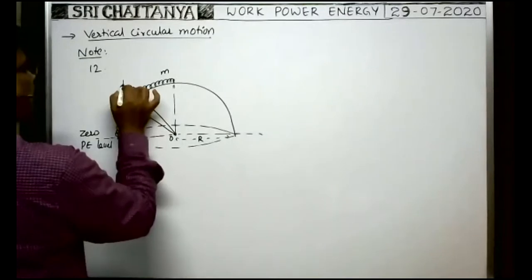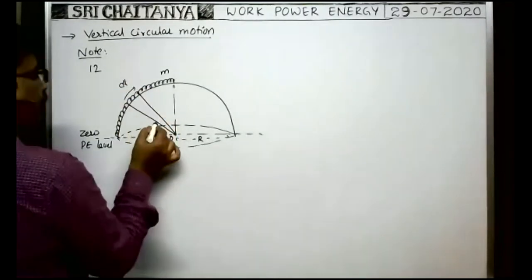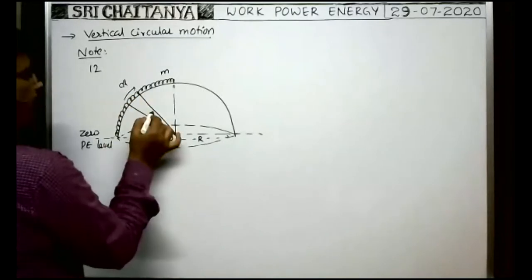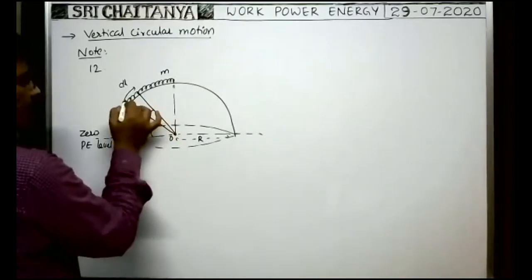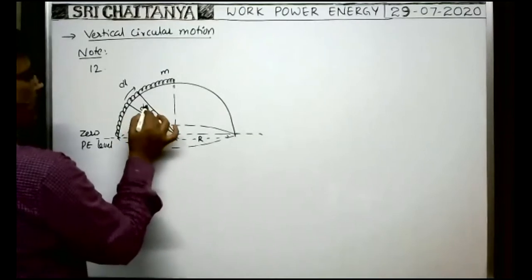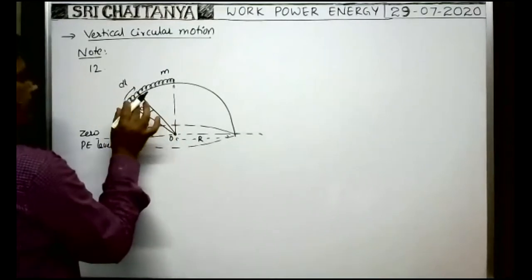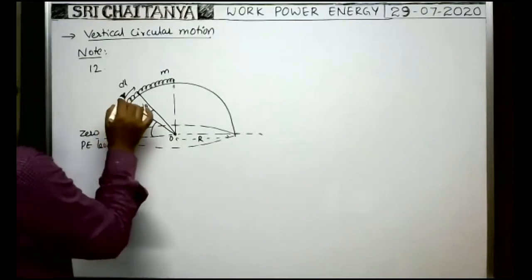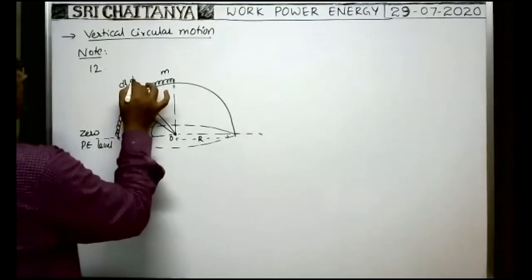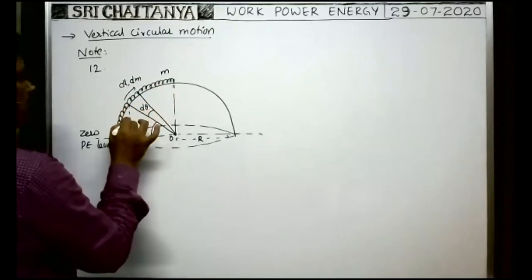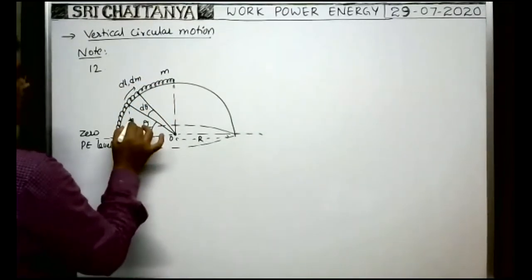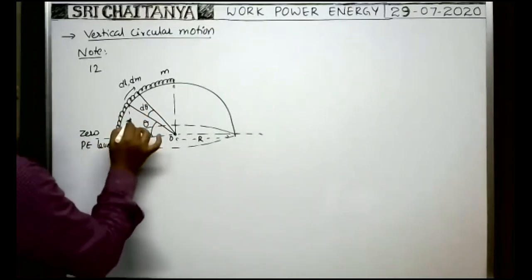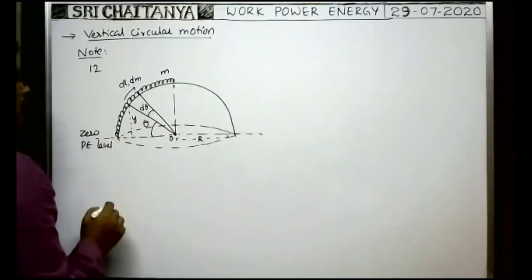This length is say dl, small element, at an angle theta with horizontal, and the length of the element makes an angle d theta because the length of the element is very small. That's why the element makes a very small angle d theta at the center. Okay, now what is the potential energy of this element? Mass of this element is dm. The vertical height of the element from the reference level, or zero potential energy level, is say y.